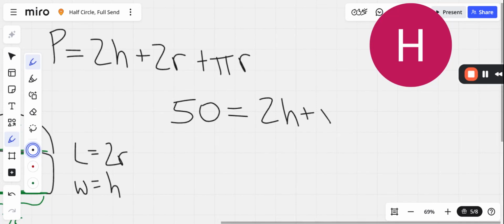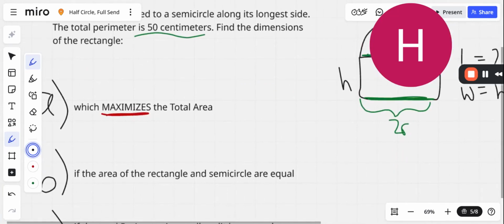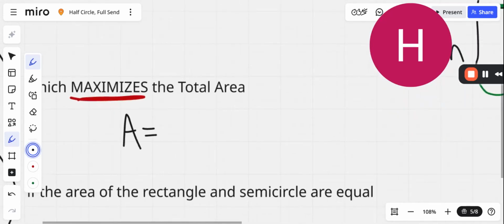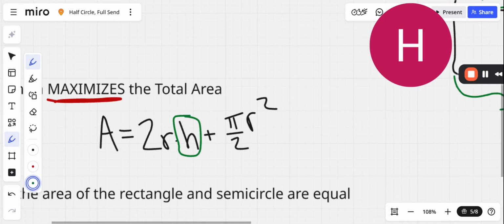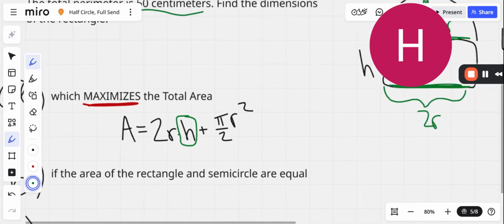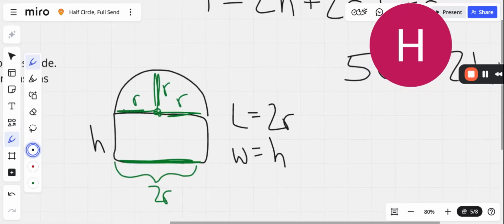Now we can get an expression for h, because the total area would be the length times width of the rectangle, which is 2r times h, plus half of a circle. So that's going to be pi r squared over 2, right? As you notice, we need h. So we have to use the constraint of the perimeter in order to find an expression for h.